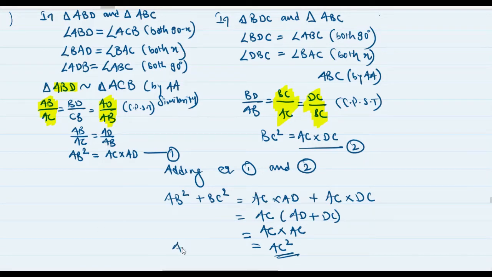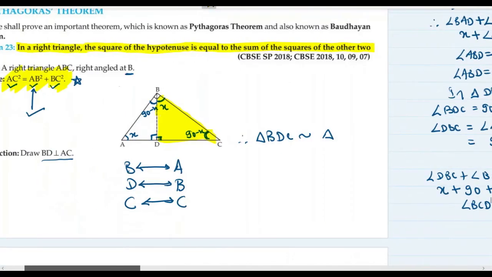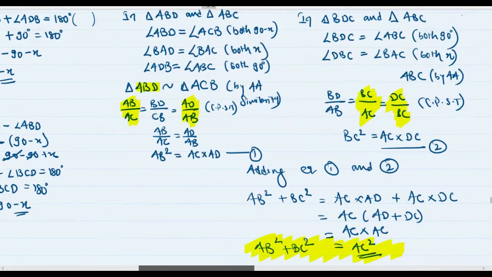Let me write it over here. So this is our Pythagoras theorem's main statement. The square of the hypotenuse is equal to the sum of the squares of the other two sides. And this is its proof. The whole proof first, according to the diagram.